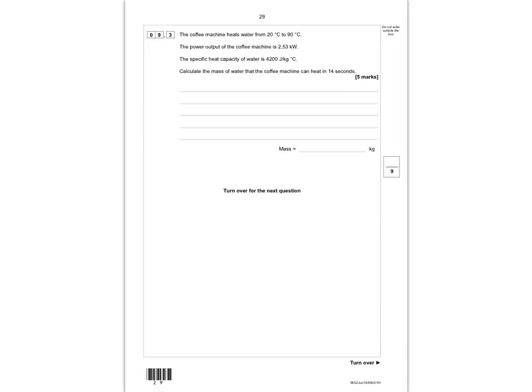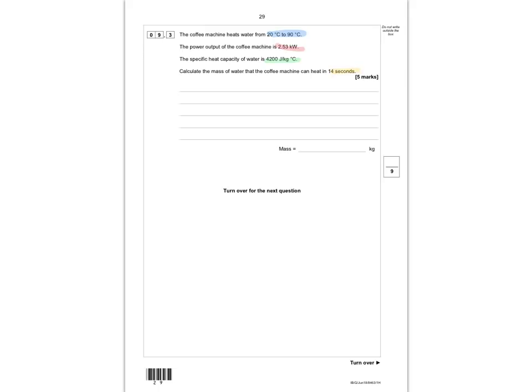Question 9.3 goes on to say that the coffee machine heats water from 20 degrees C to 90 degrees C, so we've got that there. We then have the power output of the coffee machine being 2.53 kilowatts. And we also have the information that the specific heat capacity is 4,200 joules per kilogram degrees Celsius. I want you to calculate the mass of the water that the coffee machine can heat in 14 seconds. And so we've got quite a range of information here.